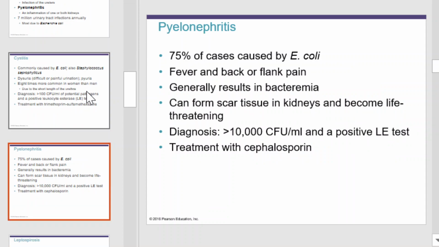It can be treated with trimethoprim. Pyelonephritis accounts for 75% of the cases which are caused by E. coli. It can cause fever and back or flank pain, and generally results in bacteremia. It can form scar tissue in the kidneys and become life-threatening. It's diagnosed with more than 10,000 colony-forming units per mL and a positive LE test, and is treated with cephalosporin.